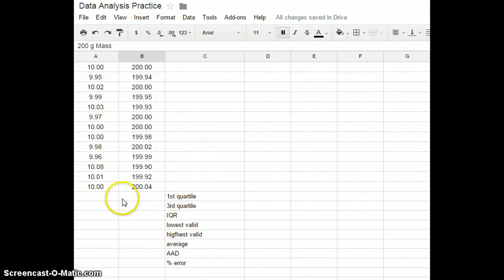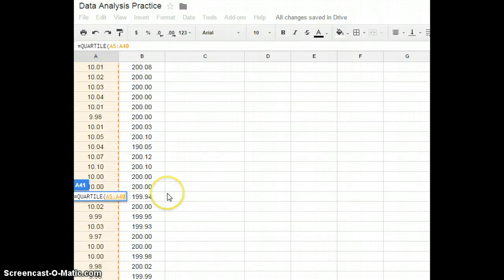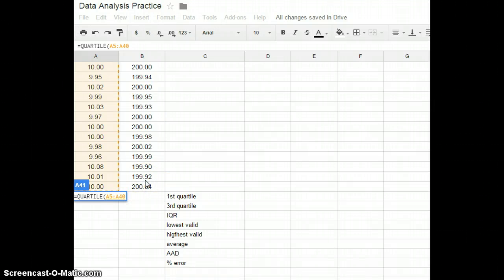First, finding the first quartile. What we want to do is we will type equals, which again prompts the computer so that the computer knows the calculation is being requested. So we type equal sign. We are interested in finding the quartile, and we need to highlight the data we want the computer to look at. And then we need to type comma 1 because we're interested in the first quartile. So the 1 represents the first quartile.